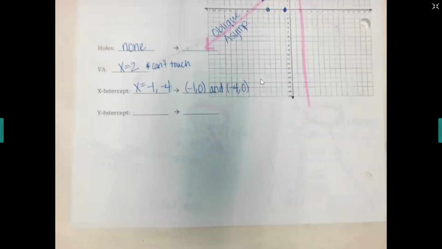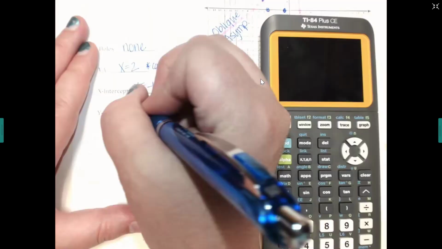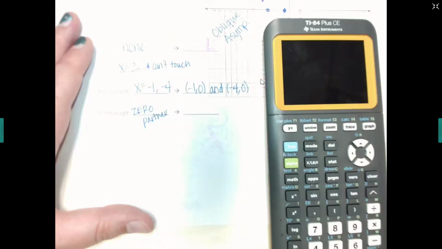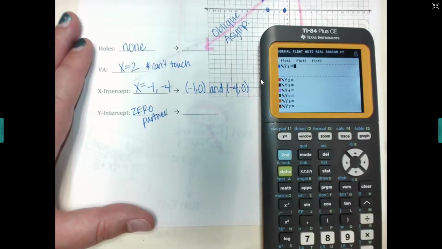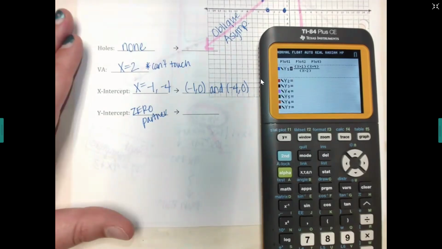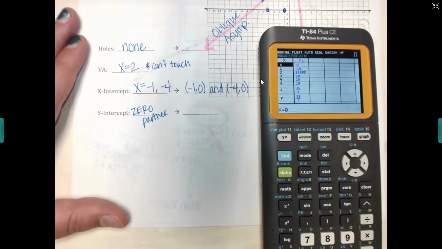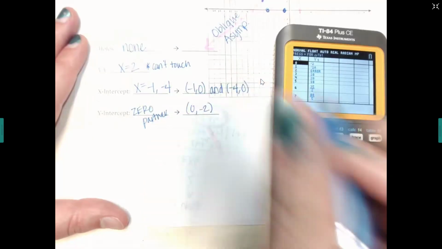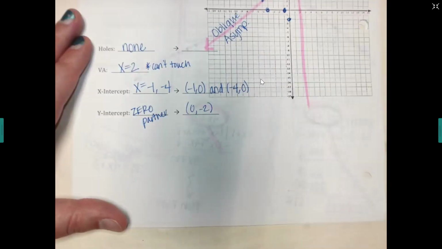The last number that I need is the y-intercept, and remember I find that in the calculator. That's always going to be the 0 partner. So you would go into your y equals, type in your equation, and then just find 0's partner. So it'd be an x plus 1 times an x plus 4 over an x minus 2. The 0 partner comes out to a -2. And then I'm going to graph that. 0, -2 would be here.